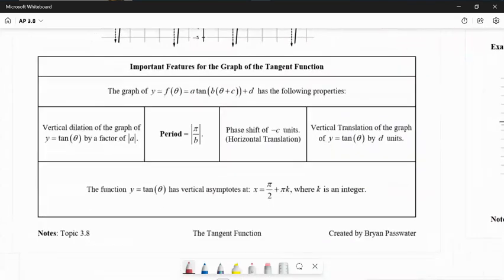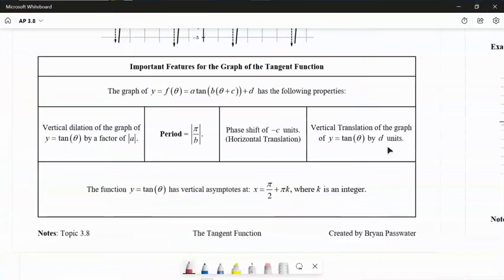Then we also have important features for this graph. Similar to how we did with sine and cosine, we have our A, we have our B, we have our C, and we have our D. So I want to jump over to Desmos so we can look at this and see how it changes when we change that function.